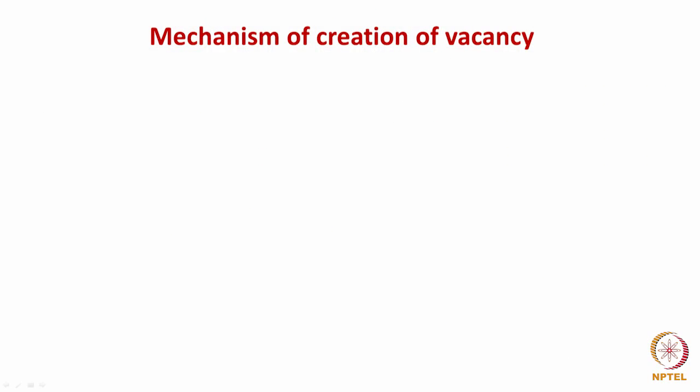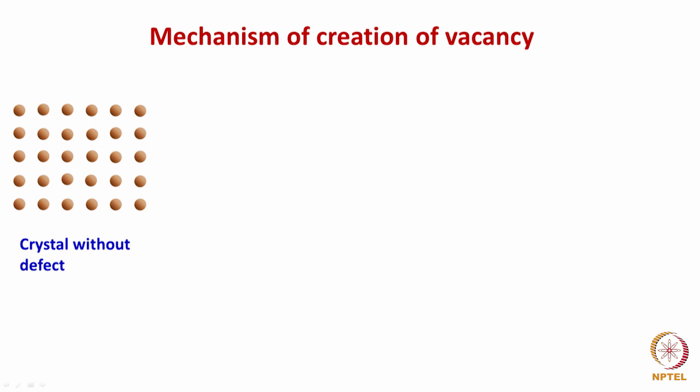Now let us look at the mechanism of the creation of a vacancy. How can a vacancy be created in a lattice? We consider a crystal without a defect. Okay, it's a perfect ideal crystal. How can we create a vacancy in this crystal? What's the possibility? An atom has to be removed. What is the way in which it can happen?